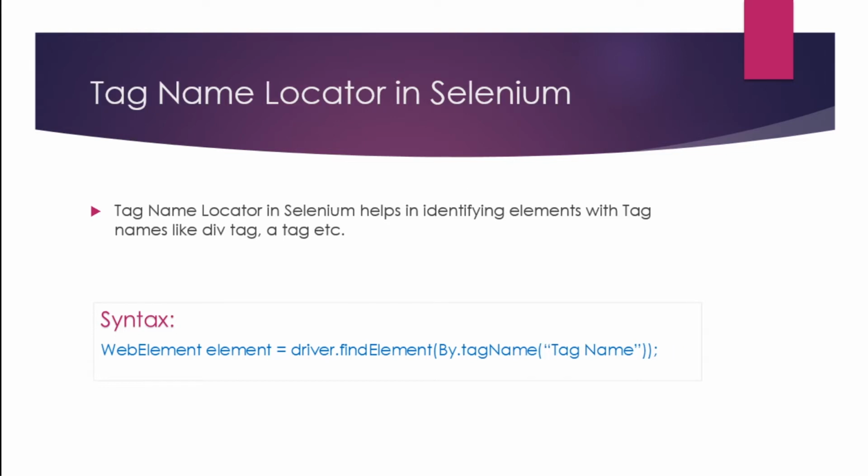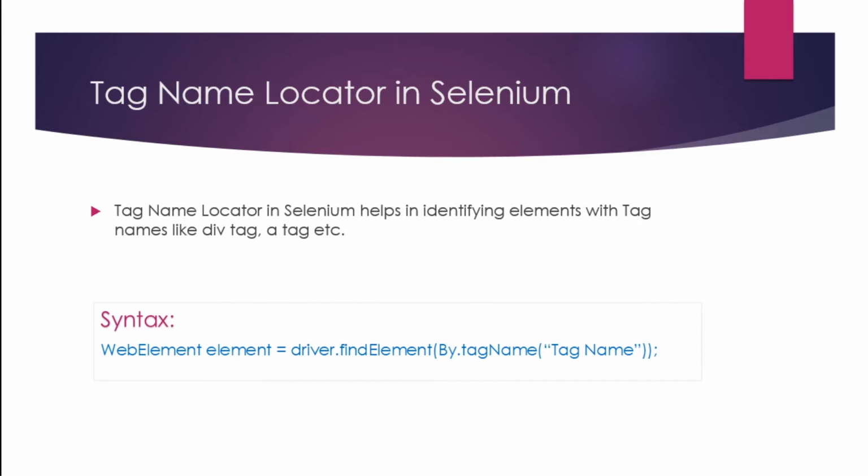The next one is tag name locator in Selenium. Tag name locator helps in identifying elements with the tag name like div tag, a tag, etc. Let's consider a situation where we want to check all the anchor tags to ensure there is no broken links on a web page. In order to do it, we can use tag name locator to find all the anchor tag elements that can be further used to validate the broken link or not.